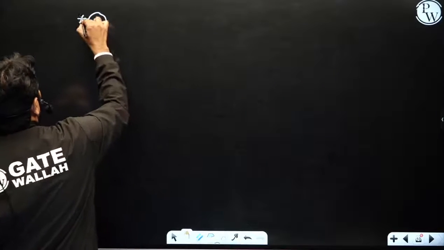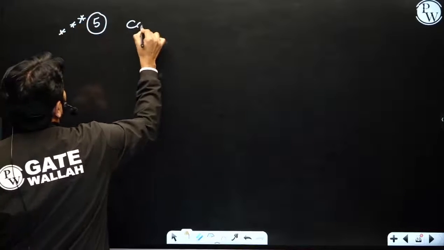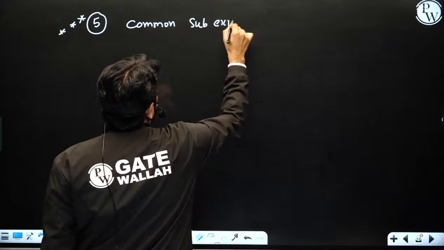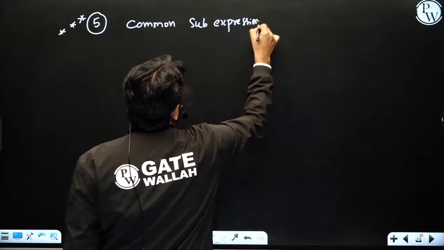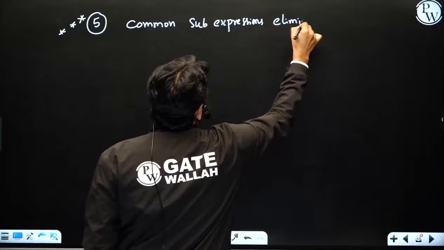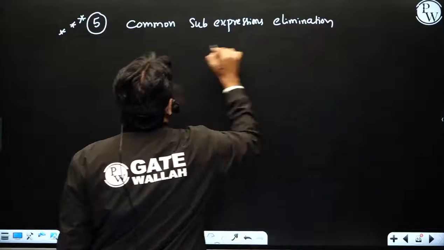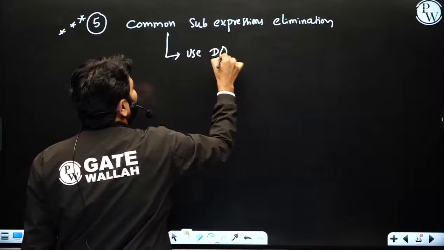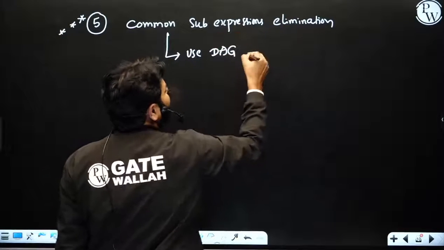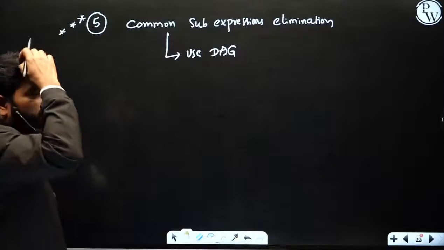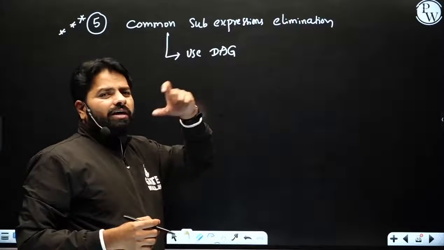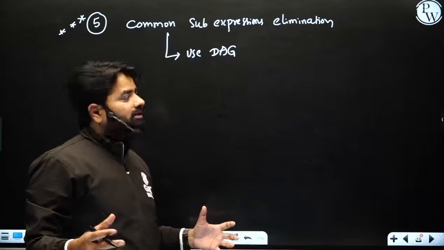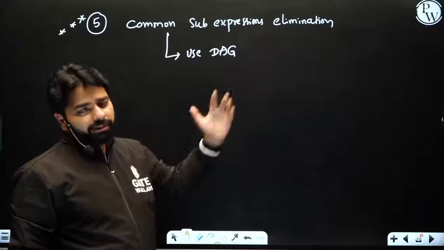Very, very important, this is common sub-expressions elimination. You already used it once, right? You can use directed acyclic graph, use DAG to eliminate common sub expressions. So this was a previous GATE question: DAG is used for which of the following cases? Like it can eliminate common sub expressions.